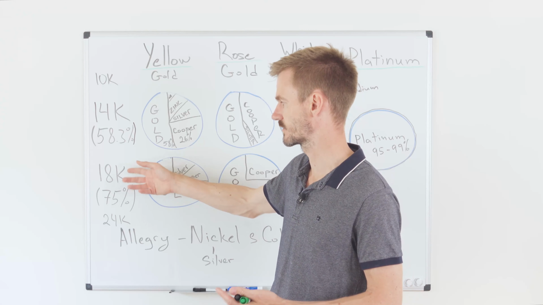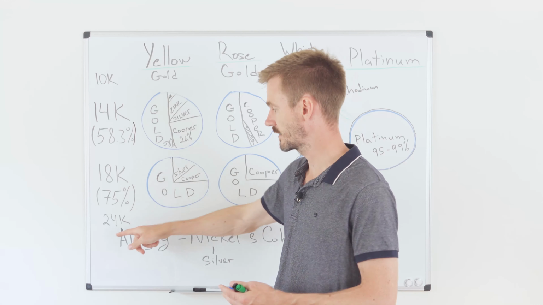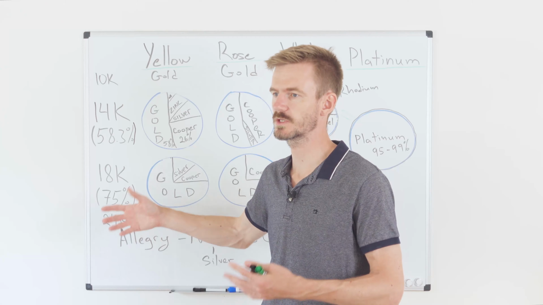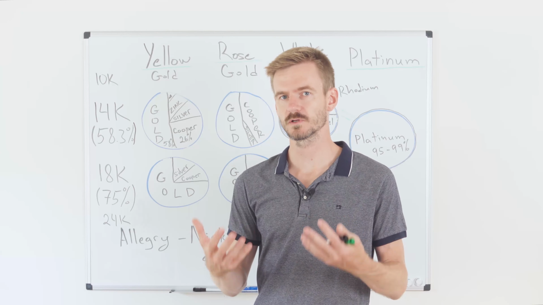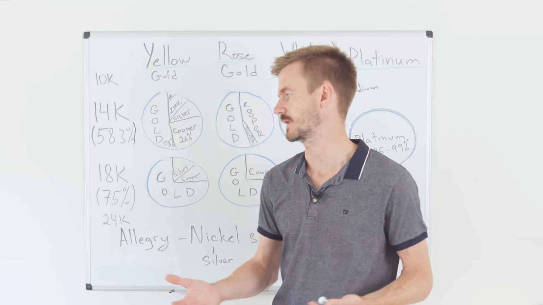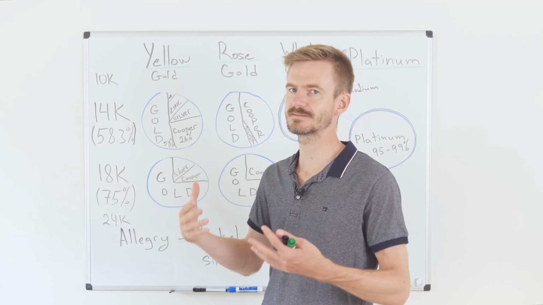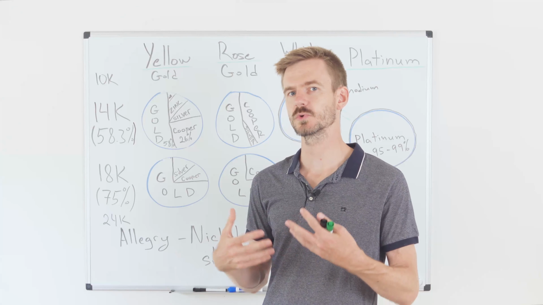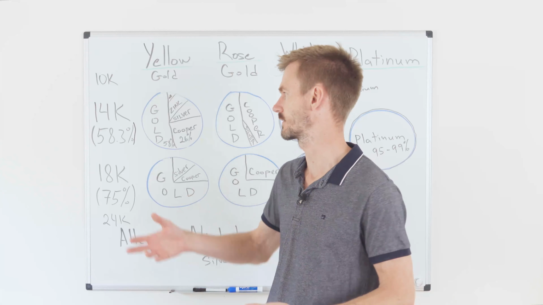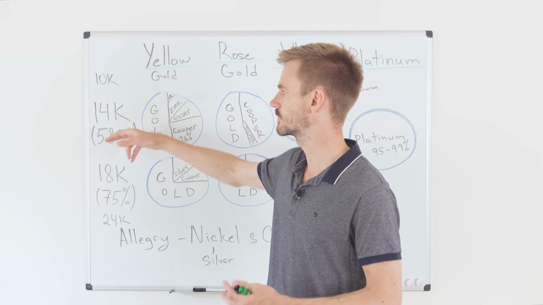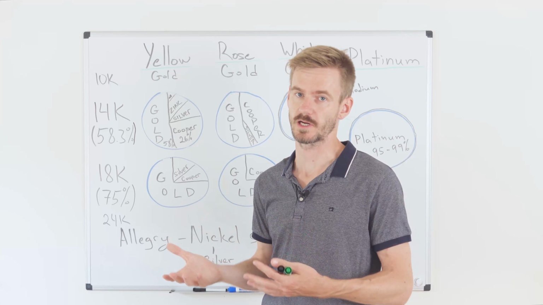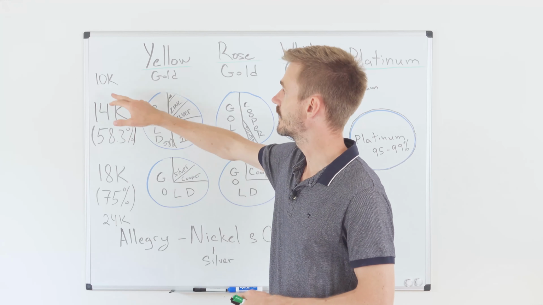How does this number work? What is the reference? The reference is actually 24. 24 parts of gold refer to 100%. So over here, you're going to have 18 parts out of 24 in your alloy. Same over here, 18 parts out of 24. I hope it does make sense.